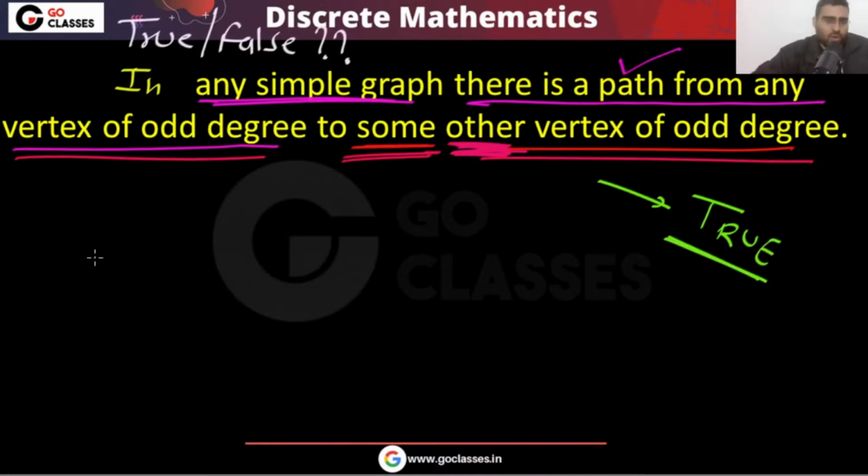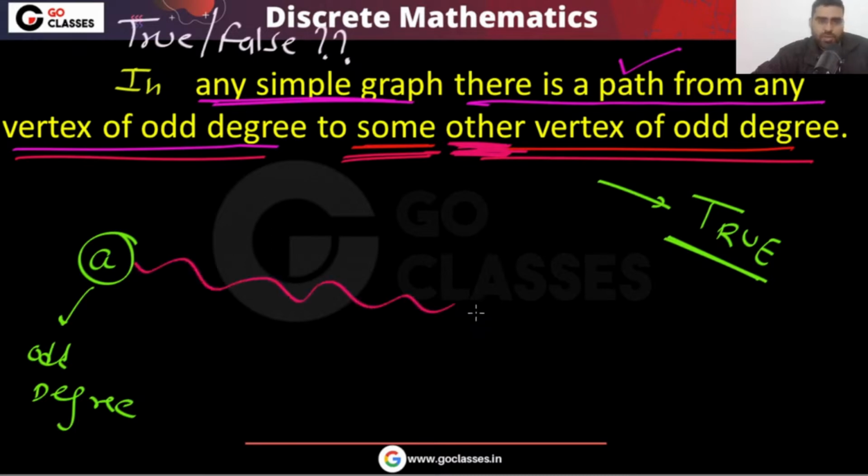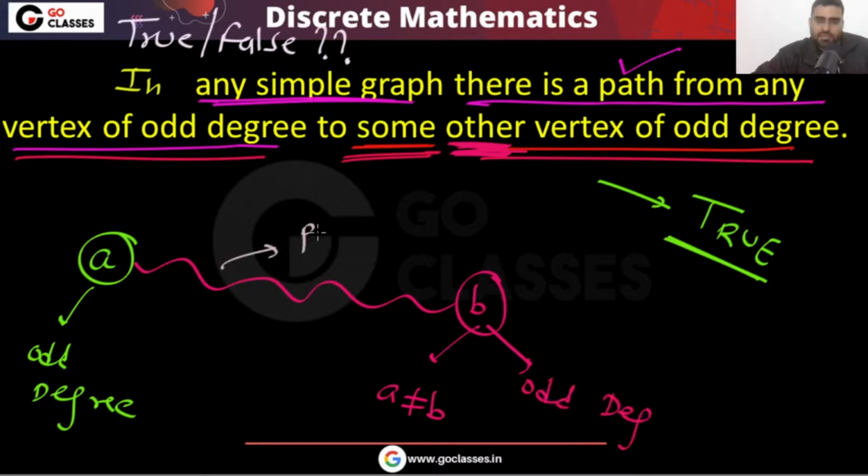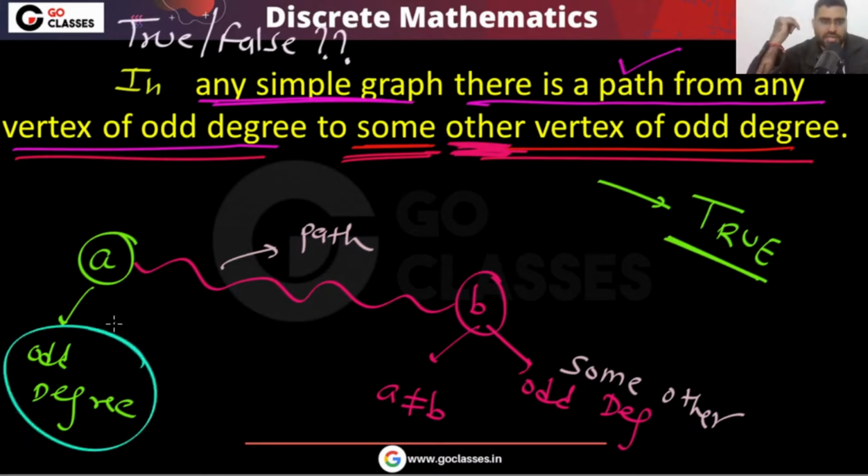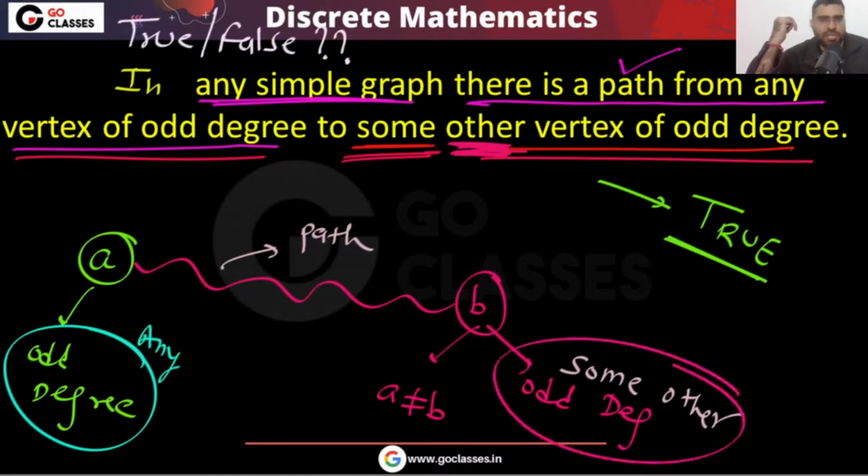If you have an odd degree vertex, for example, if this is an odd degree vertex, then definitely there will be a path to some other odd degree vertex. This is A not equal to B, and this is an odd degree vertex. There will definitely be a path. You can take any odd degree vertex. This can be any odd degree vertex. Then to some other odd degree vertex, there will be a path.